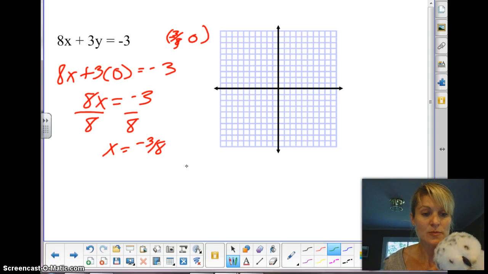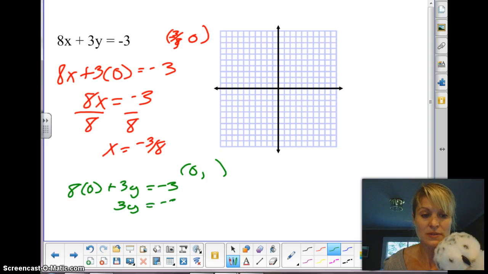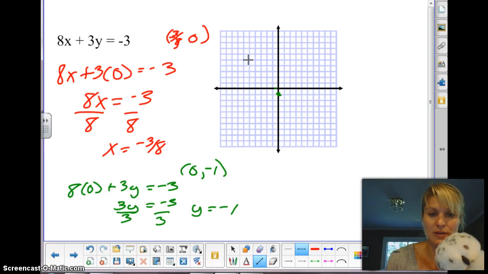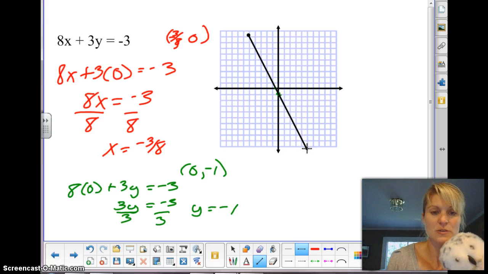Then we can find the y-intercept by making x 0. So I'll do 8 and replace x with 0 plus 3y equals negative 3. So that's 0 plus 3y, so I'll get 3y equals negative 3, and then divide by 3, and y is negative 1. Okay, so my two intercepts are at 0, negative 1, which is right here, and then I have 0 and negative 3/8, which is going to be somewhere really close in here. And then I can draw my line through there. And I'm not going to attempt to draw anymore because it just never quite works out right. So we'll just let the smart board do it. Okay, so those are my intercepts.